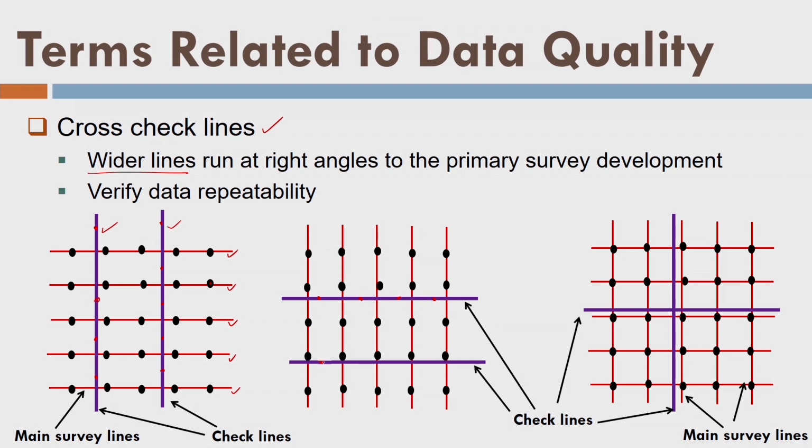Similarly, if survey lines are vertical on the screen, these are cross lines. So I am collecting data over there to validate work. Similarly, if I have two types of survey lines, horizontal and vertical, so I will have two types of cross lines like this. You got the idea how do we validate our work?